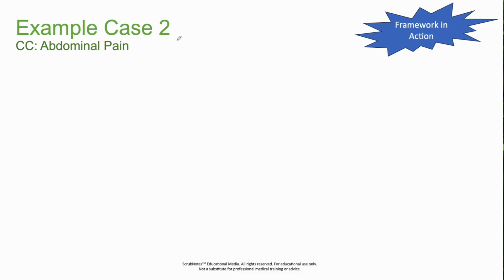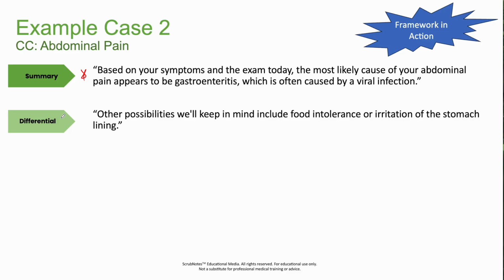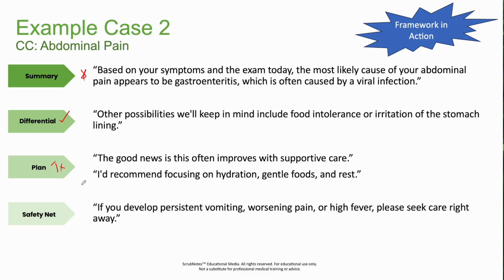Let's do one more practice example. Based on your symptoms and the exam today, the most likely cause of your abdominal pain appears to be gastroenteritis, which is often caused by a viral infection. Other possibilities we'll keep in mind include food intolerance or irritation of the stomach lining. The good news is this is often improved with supportive care. I'd recommend focusing on hydration, gentle foods, and rest. If you develop persistent vomiting, worsening pain, or a high fever, please seek urgent care right away.